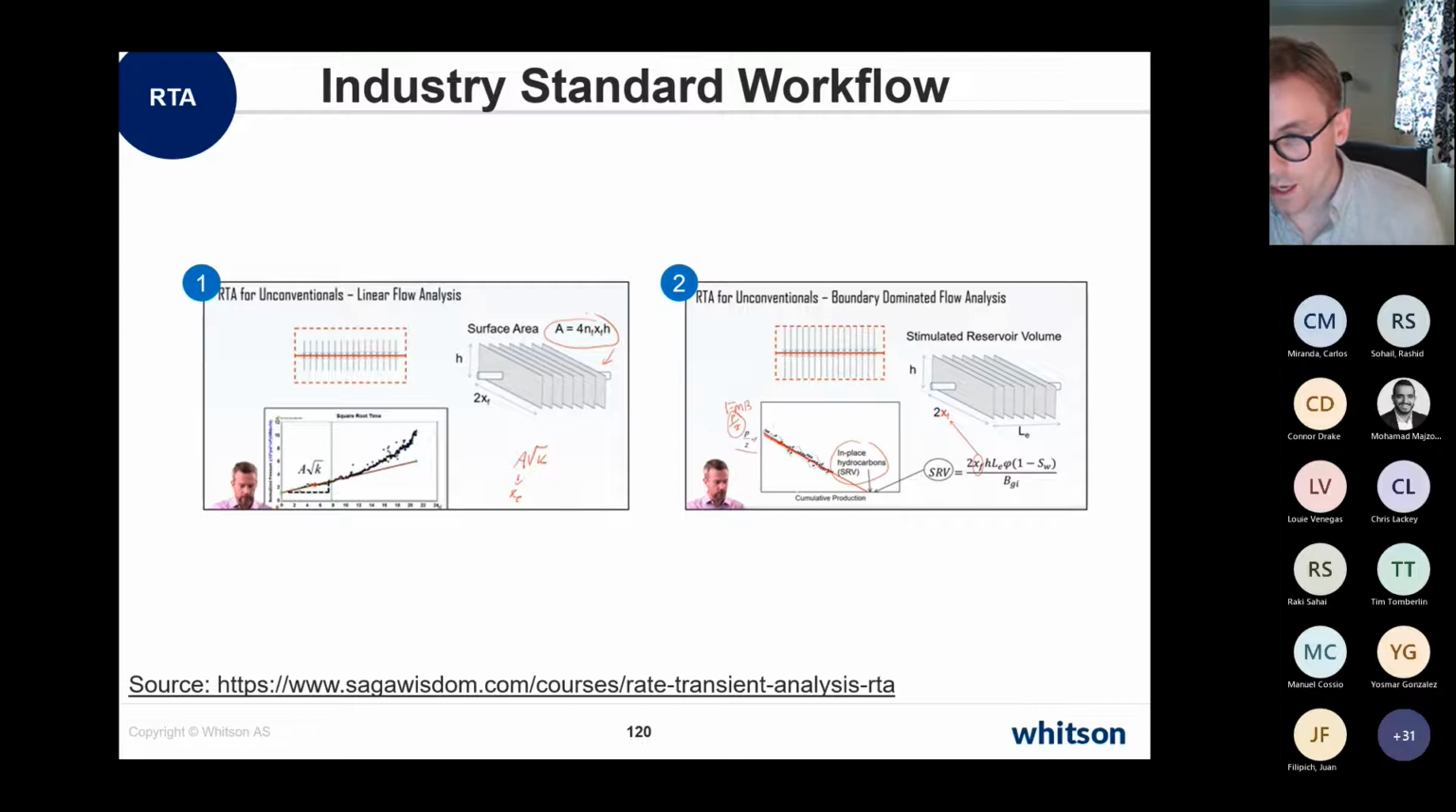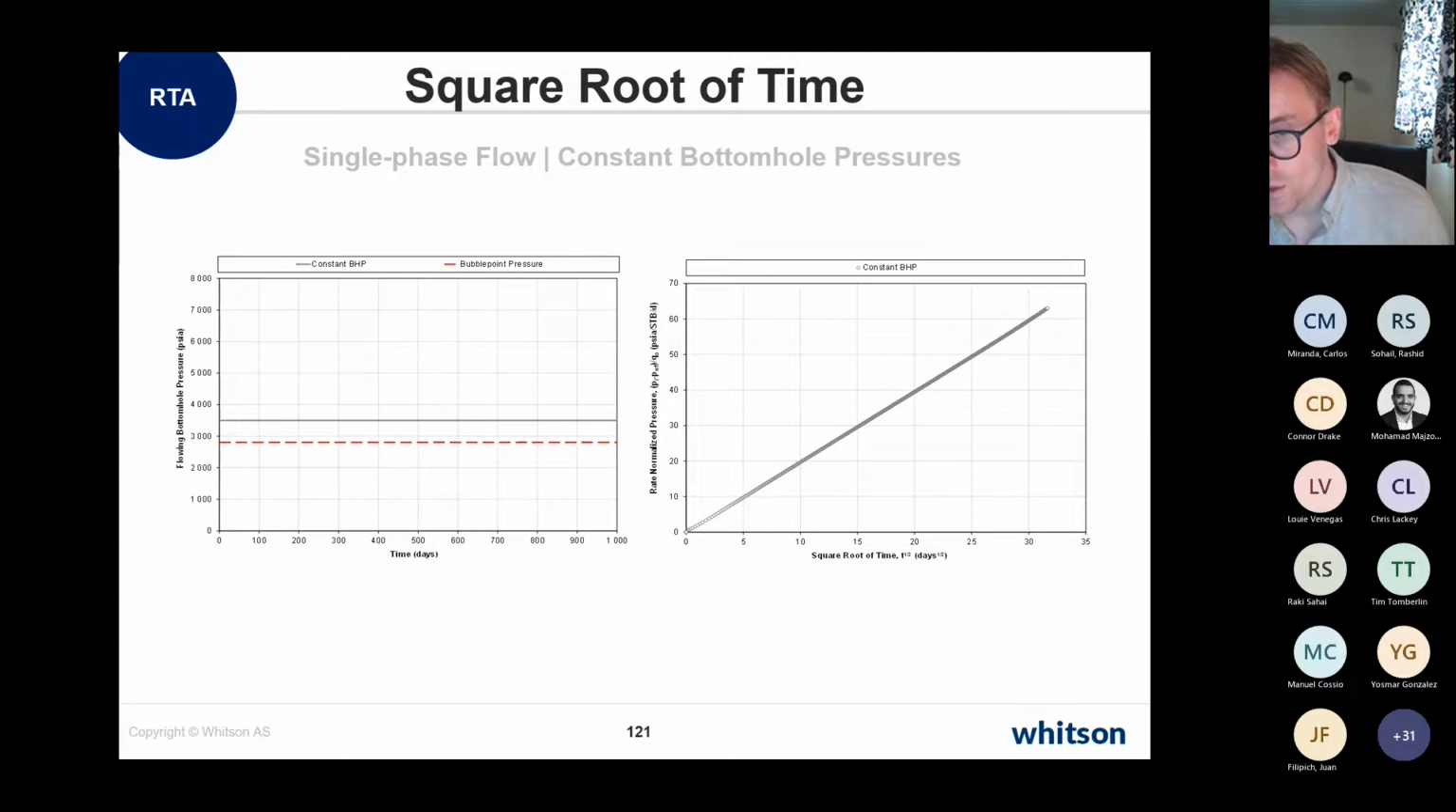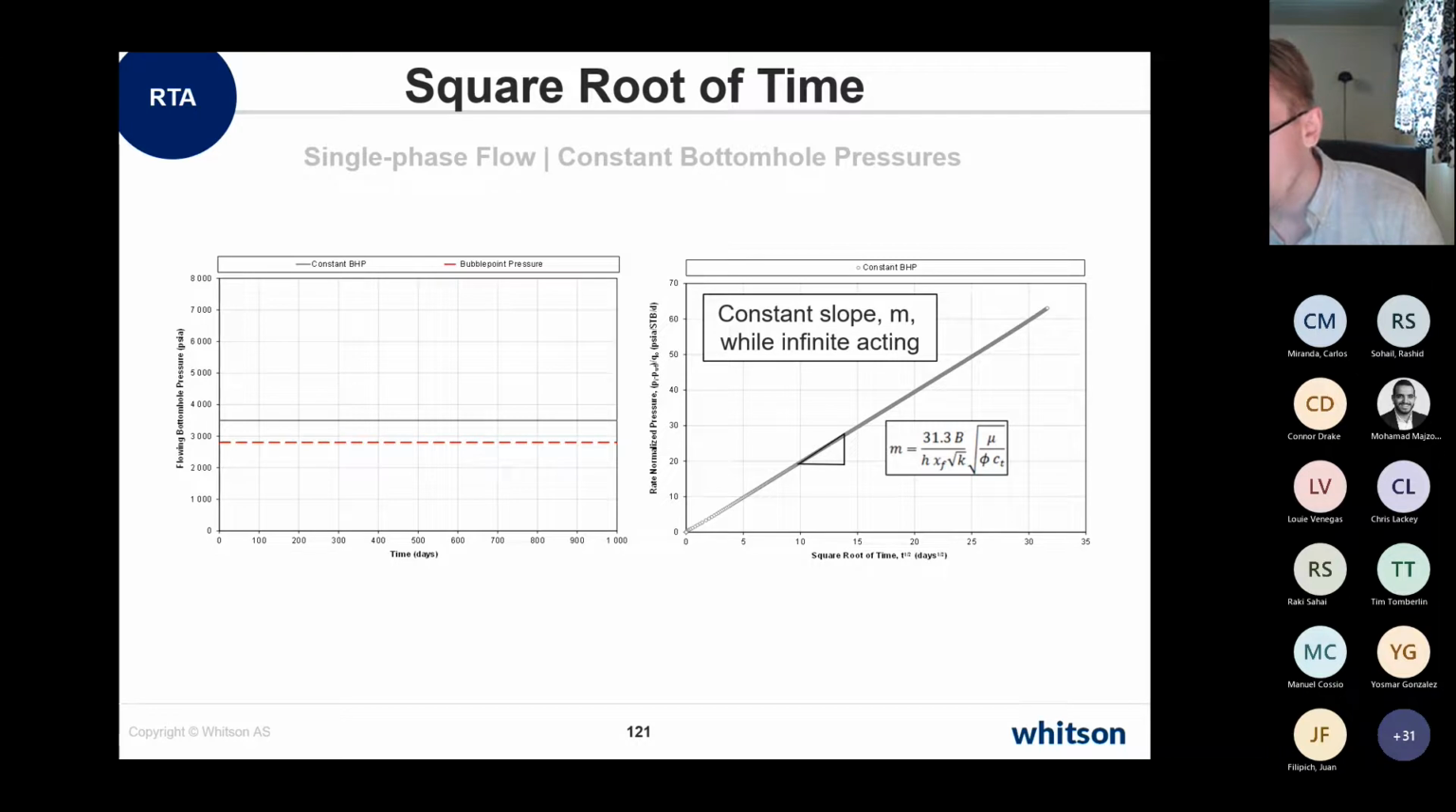If we think about the industry standard workflow that we talked about, the classical RTA plots, they work great when you're dealing with ideal conditions. So here we're dealing with single phase flow at constant bottom hole pressure. The constant bottom hole pressure is here in gray. It's above the bubble point, and this is a simulated case. And when we then plot the rate normalized pressure versus square root of time, we get a straight line on this plot. And from this line, as we talked about before, this is where we get our LFP.